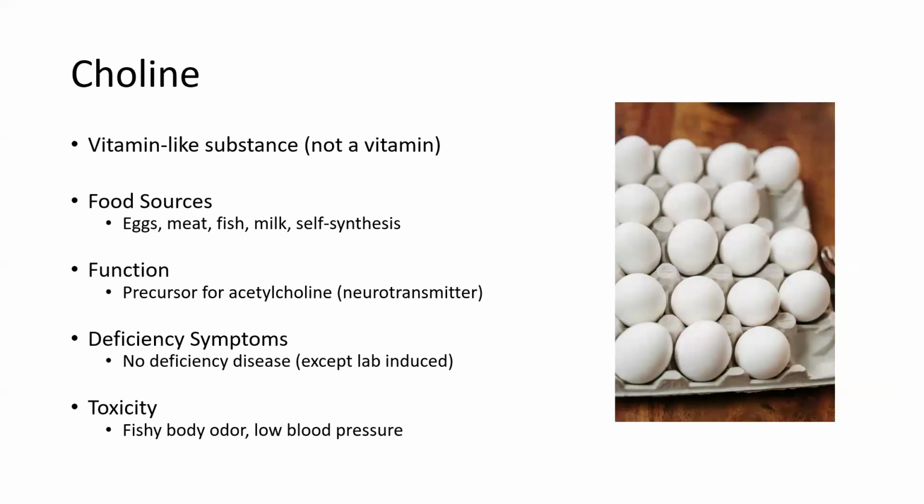Choline is a vitamin-like substance that you'll find in eggs, meat, fish, and milk. It serves as a precursor for something called acetylcholine, which is a neurotransmitter. So while there's no known deficiency disease, lab-induced deficiency can occur, and toxicity from excess intake can cause a sort of fishy body odor and low blood pressure.